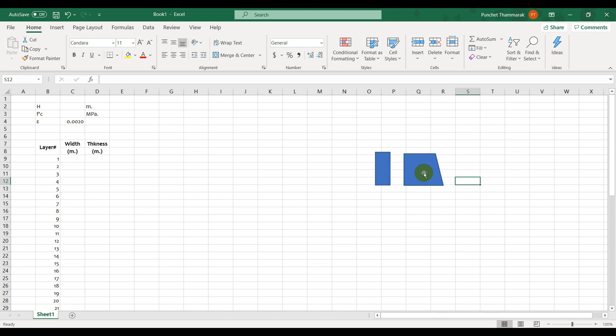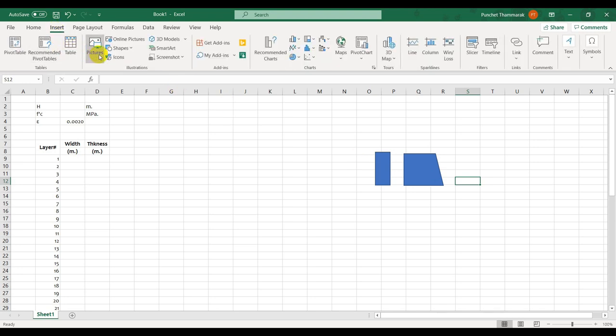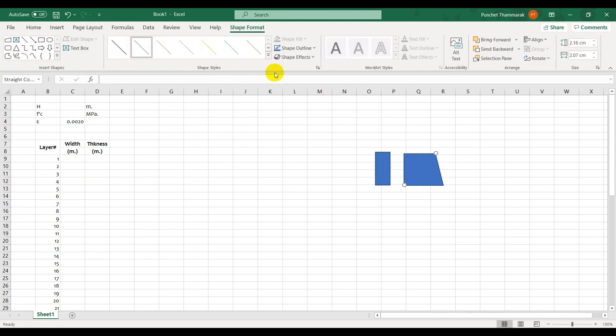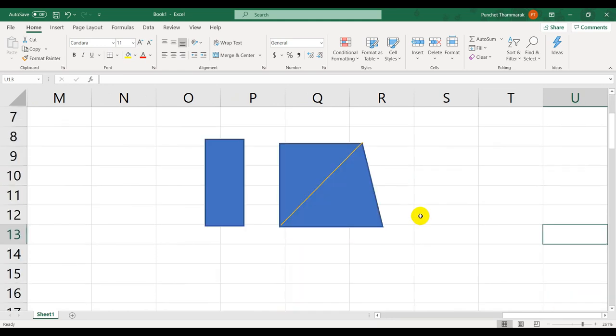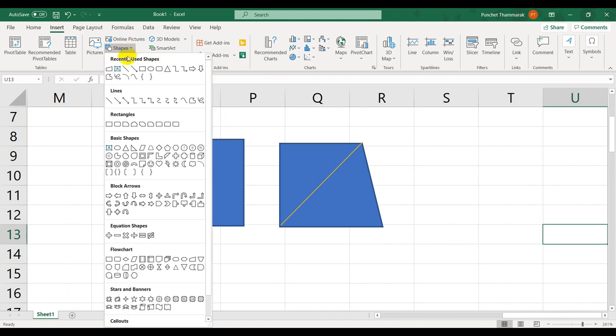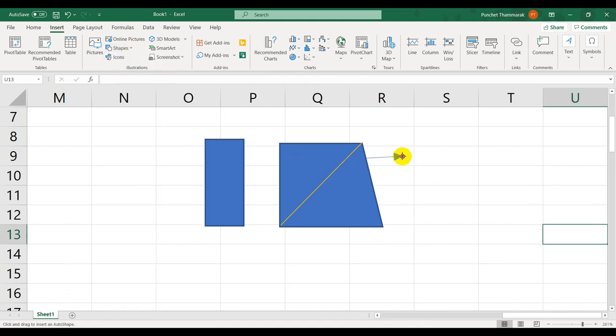That's one way. The second, if you don't want to be sloppy: can you see? One trapezoidal shape can be broken down into two triangular shapes, and for these two triangular pieces you can find the force and centroid.